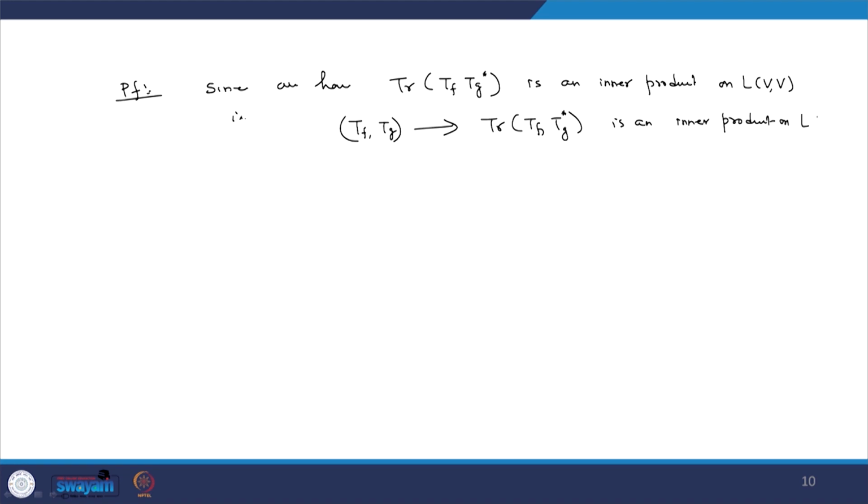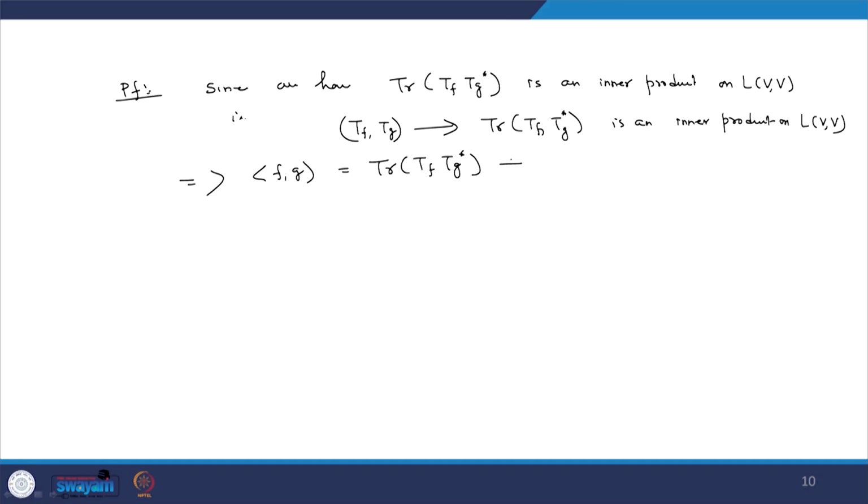on L(V, V), because we know an inner product is also a function from L(V, V) cross L(V, V) to some scalar value, to a real or complex number. So, this implies that the inner product of f and g can be written as trace of T_f and T_g star. The inner product can be written like this because you know there is a one-to-one relation between the set of all forms on V and L(V, V).